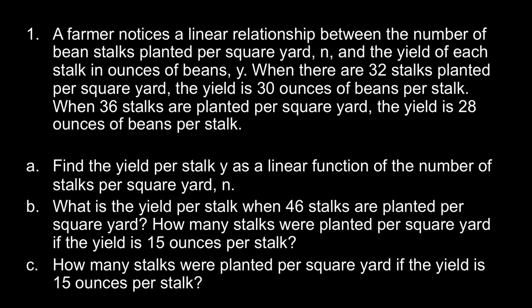A farmer notices a linear relationship between the number of bean stalks planted per square yard, N, and the yield of each stalk in ounces of beans, Y. When there are 32 stalks planted per square yard, the yield is 30 ounces of beans per stalk. When 36 stalks are planted per square yard, the yield is 28 ounces of beans per stalk. A. Find the yield per stalk Y as a linear function of the number of stalks per square yard, N. B. What is the yield per stalk when 46 stalks are planted per square yard? C. How many stalks were planted per square yard if the yield is 15 ounces per stalk?